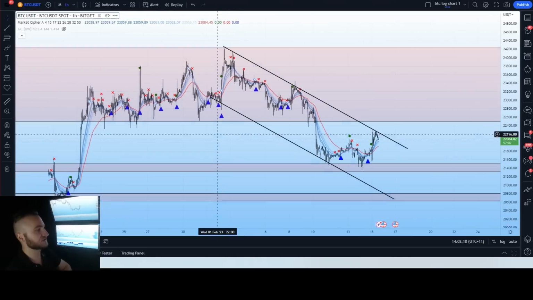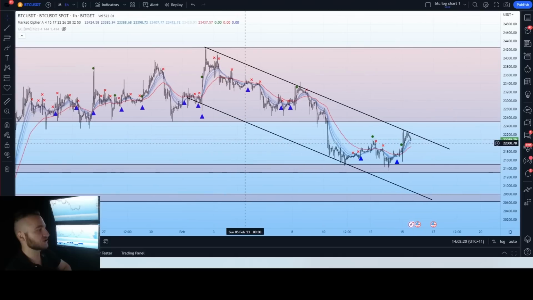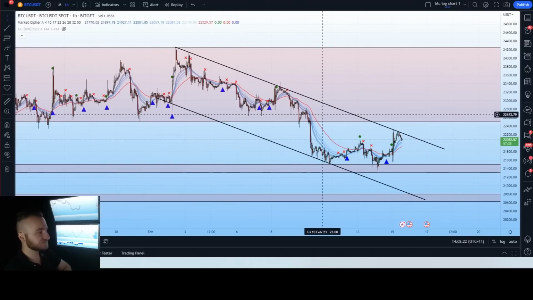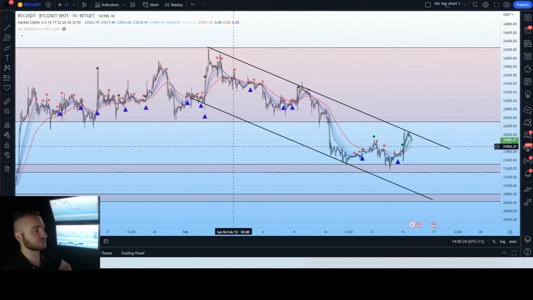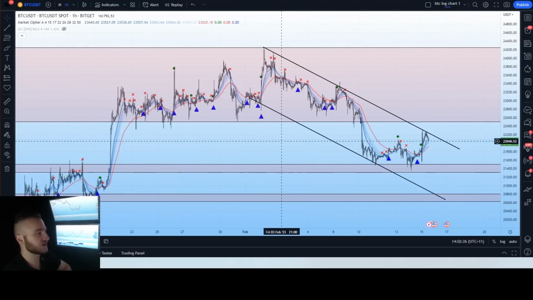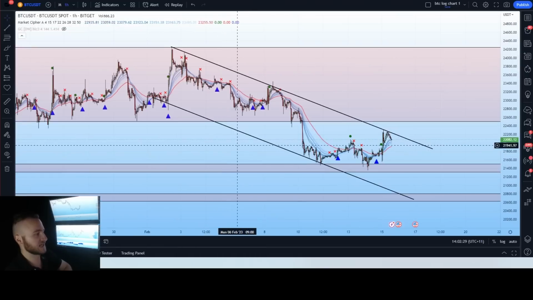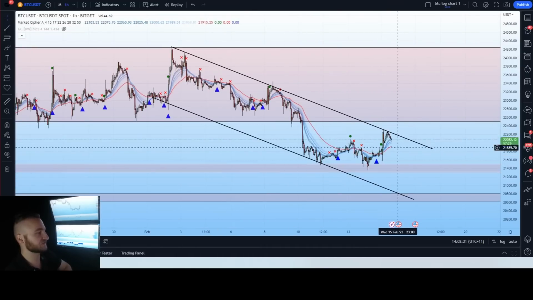So I would say this is a descending channel formation, as we don't have an equal touch on each side. I wouldn't say it's a bull flag, because we didn't have a flag pole. We just have a descending channel. That is why we call it a descending channel. So what we see over here, guys, is obviously a retest of that upwards channel.